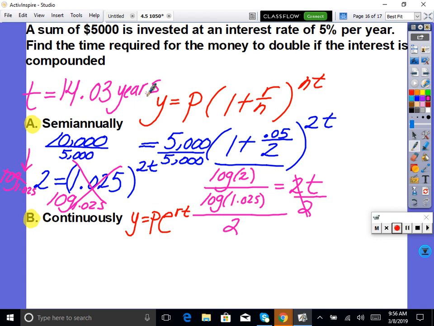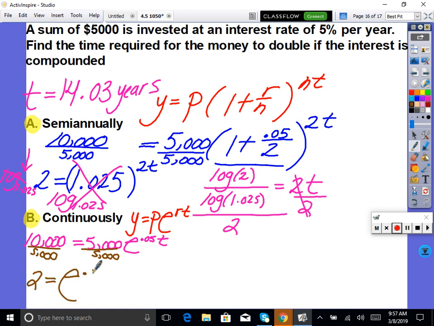How much in the end? 10,000, right? Isn't it the doubling? Our put down amount was 5,000. e is e. Our interest rate was 0.05 and t is the time we're trying to solve for. To get t alone, wouldn't we divide by 5,000? So 2 is equal to base e raised to the 0.05t. Next step.